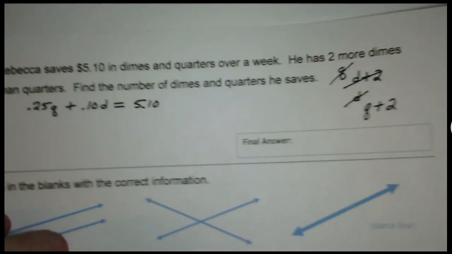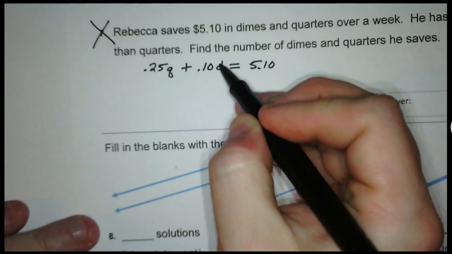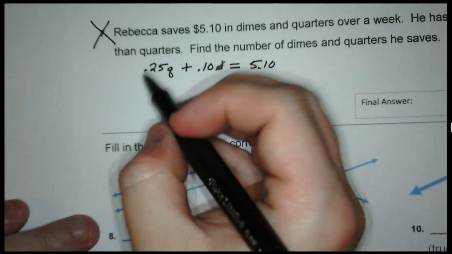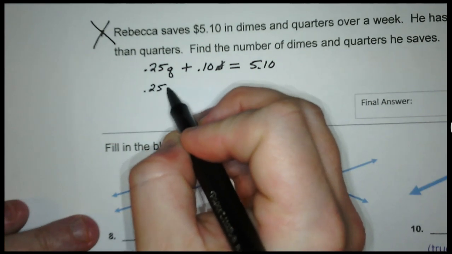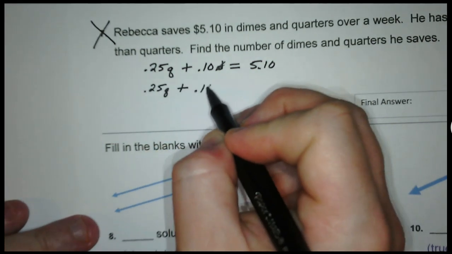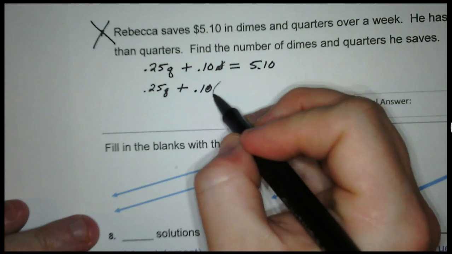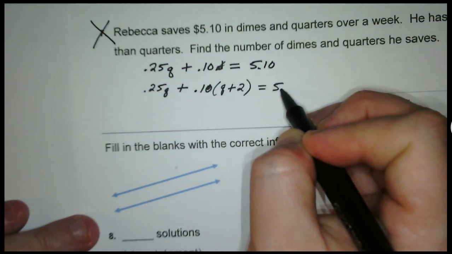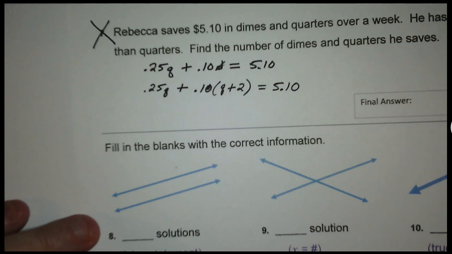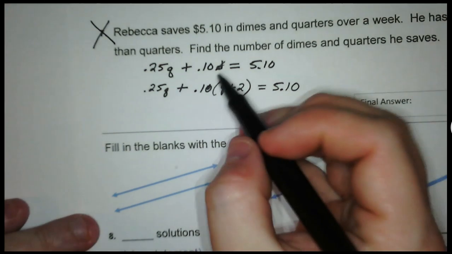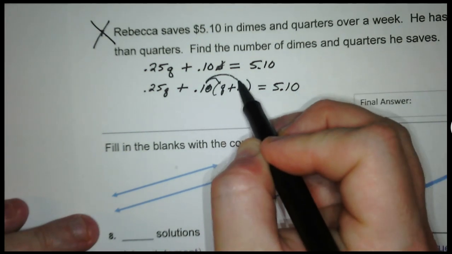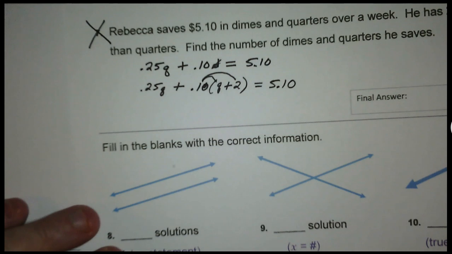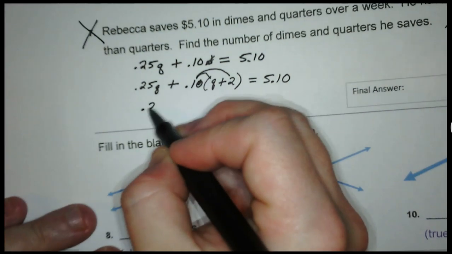So over here, we could replace the D variable with Q plus 2. All right, and now you can solve this for Q. Now that there's only a Q in your equation, now you can solve for Q. First by distributing, of course.